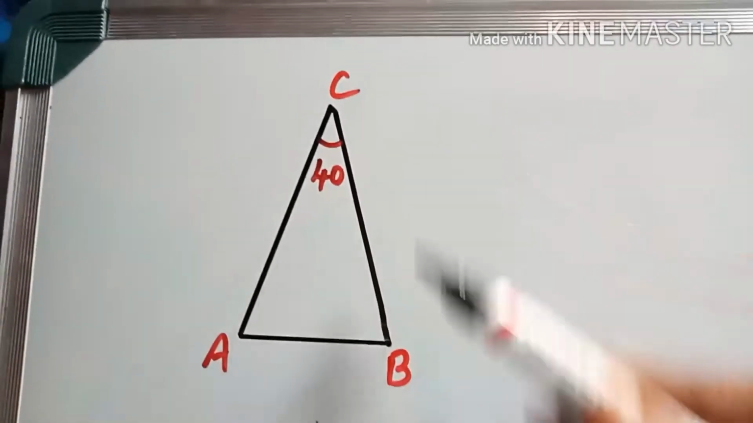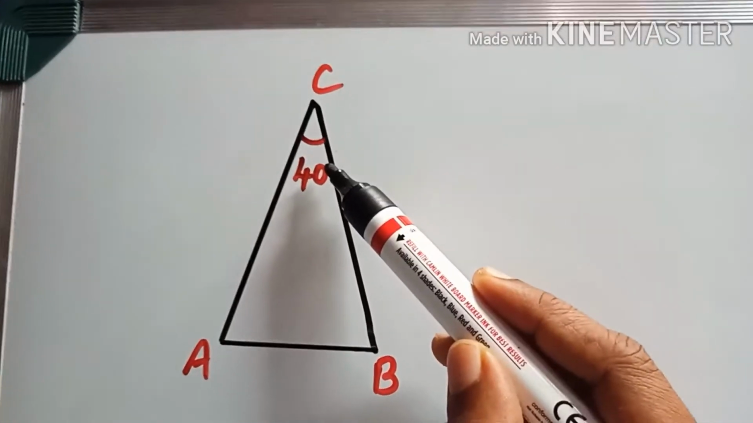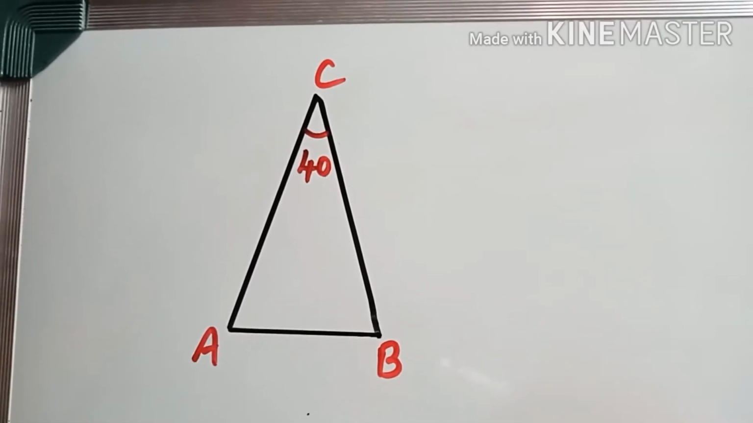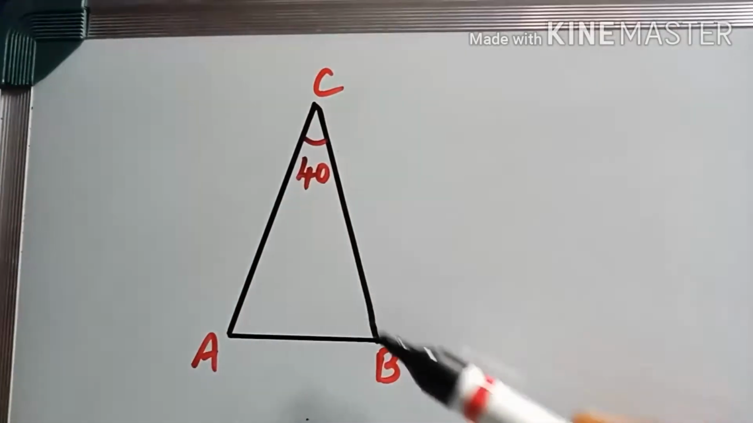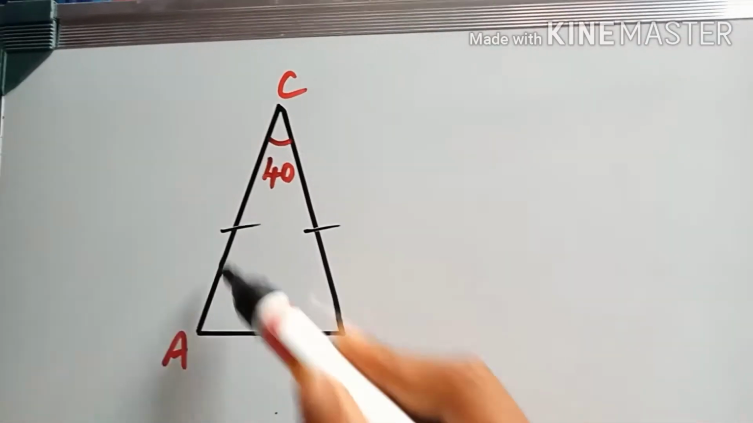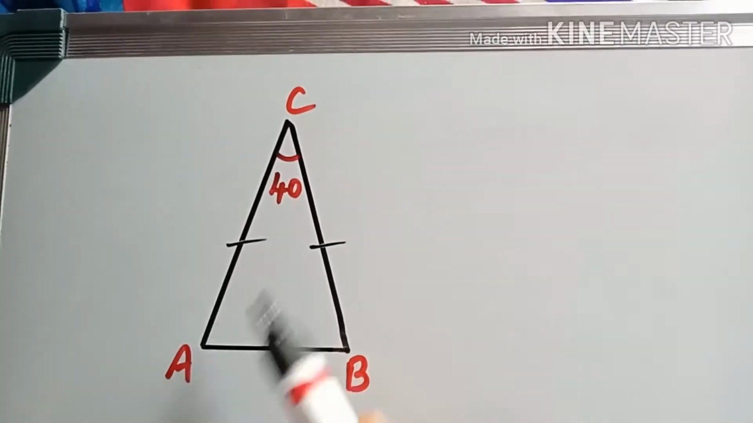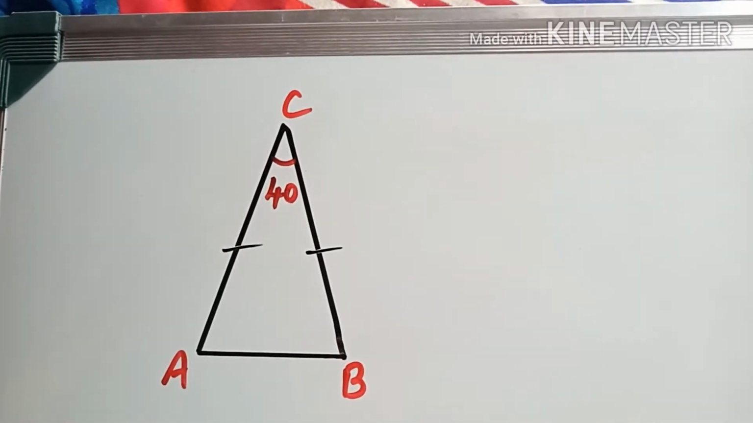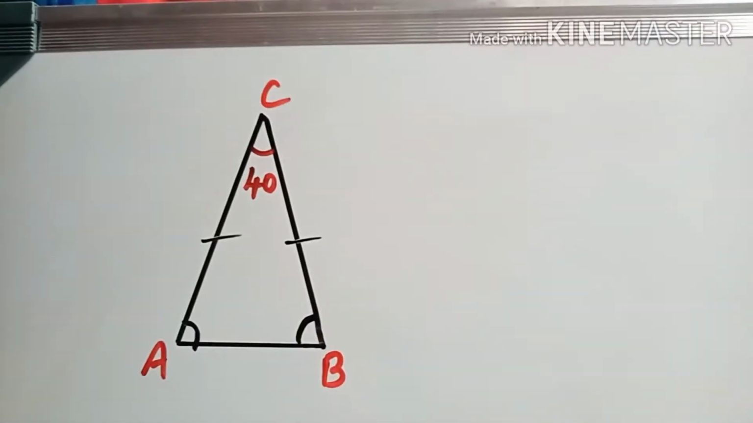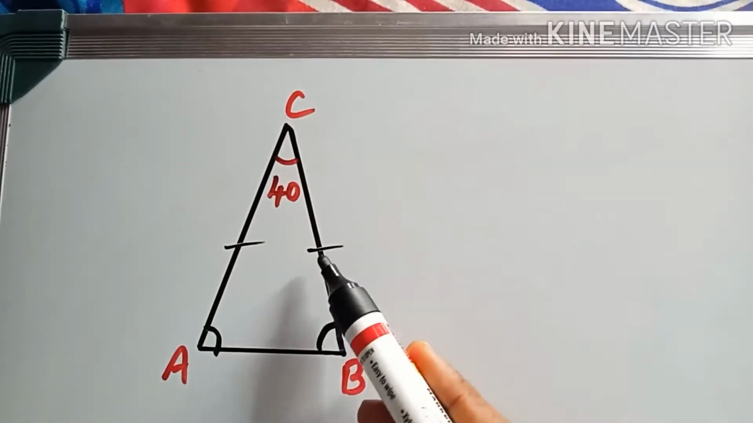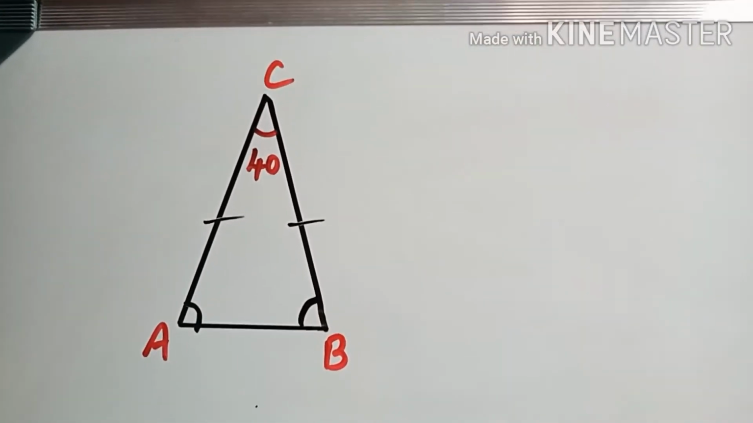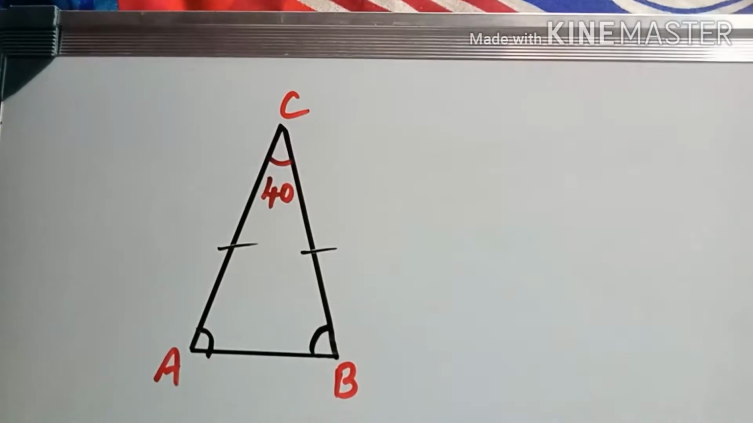The second figure is this one, ABC with one angle as 40 degree. One angle here is 40 degree. And you can see AC and BC are the equal sides. These two are the equal sides, not these two or these two. AC and BC are the equal sides. That means their opposite angles will also be equal. That means these two angles will be equal. And one angle is given as 40 degree.